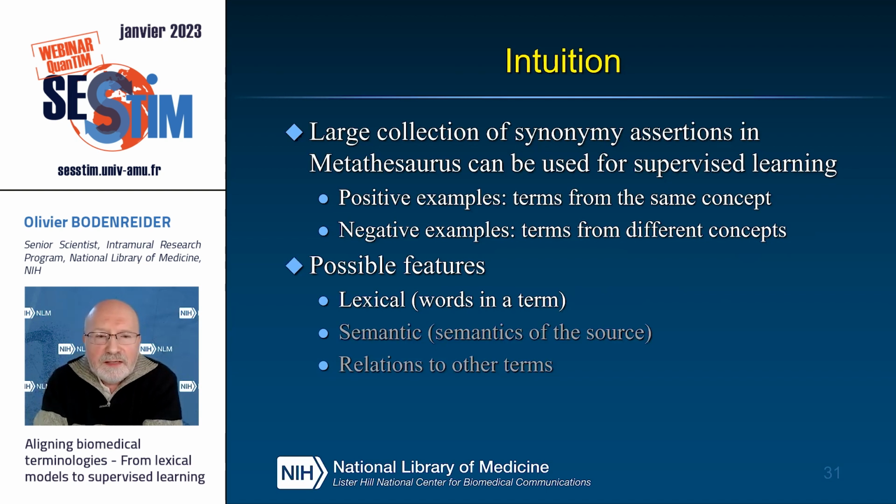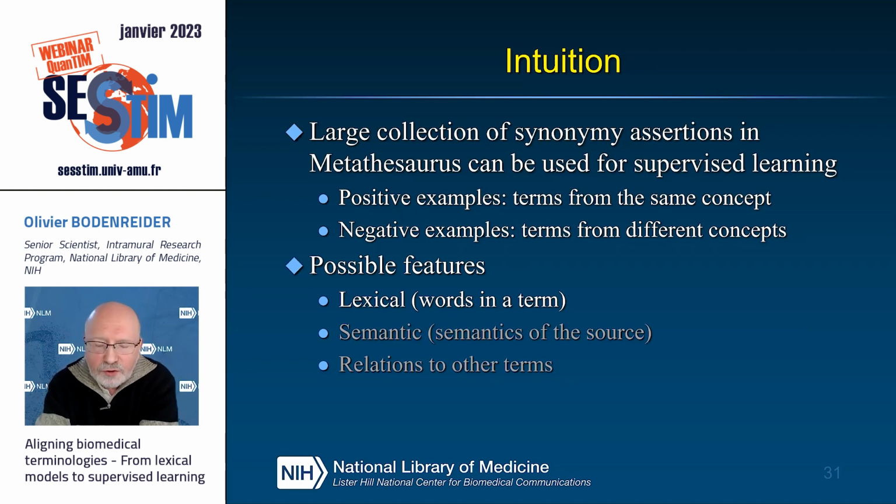The idea here is that the UMLS, which has been built for the past 30 years, provides a large set of positive examples and negative examples that can be used for learning purposes. So positive examples are going to be terms that come from the same concept, because by definition, we know they are synonymous. And negative examples, well, it's all the other terms. If you take two terms from different concepts, you know that they're not going to be synonymous.